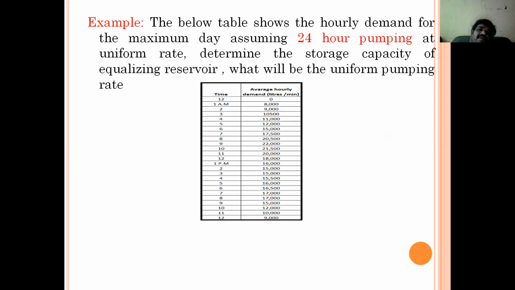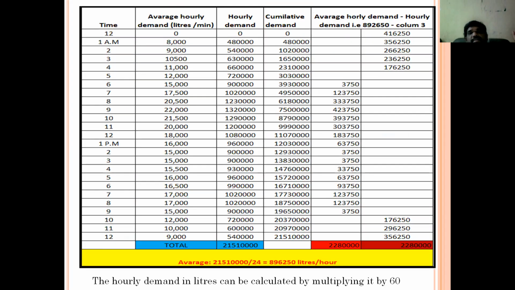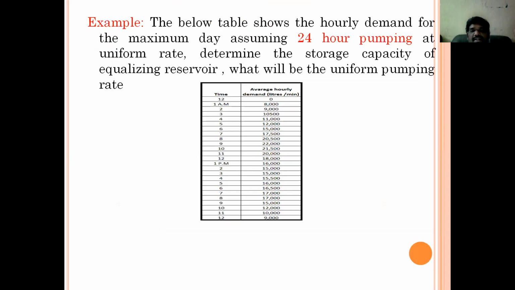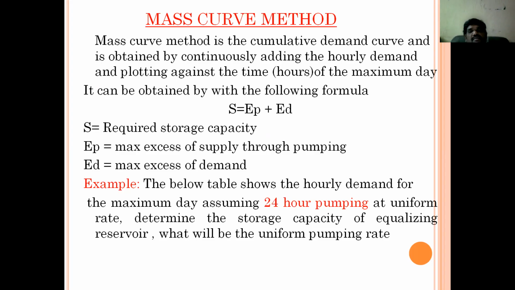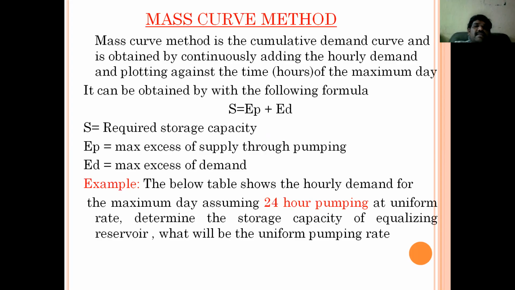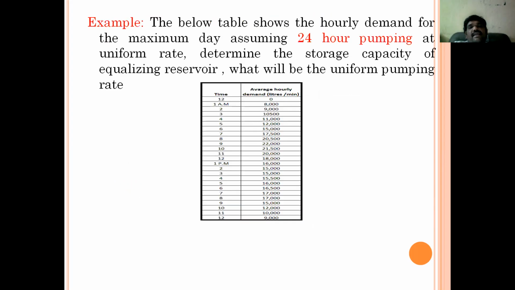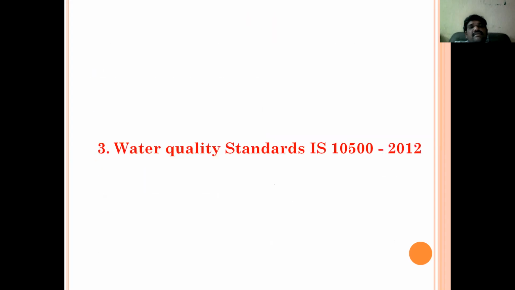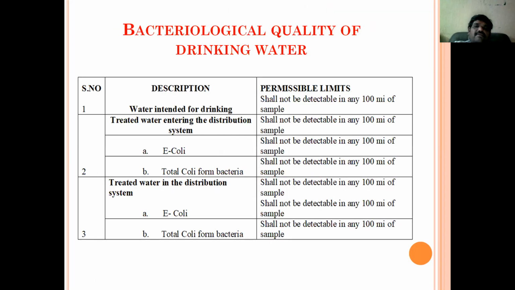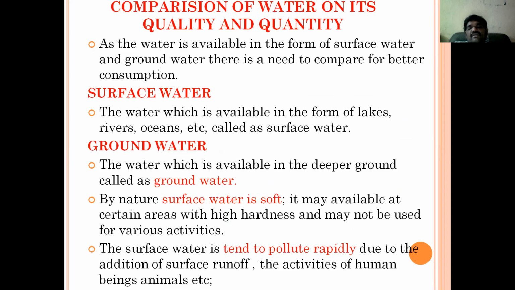And the mass curve method we discussed to find out the storage capacity. See, we discussed the mass curve method where we found the required storage capacity by using this mass curve method. And after that, we entered into the third unit where we learned all the IS quality standards, IS 10500-2012 standards, and comparison of water and its quality and quantity.